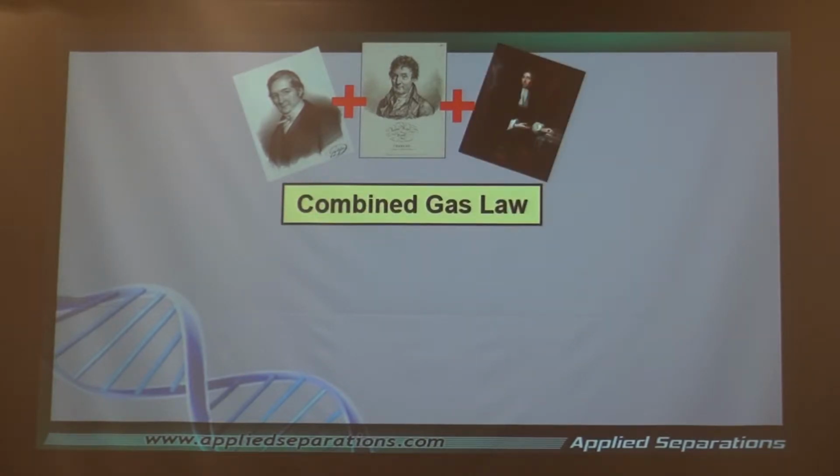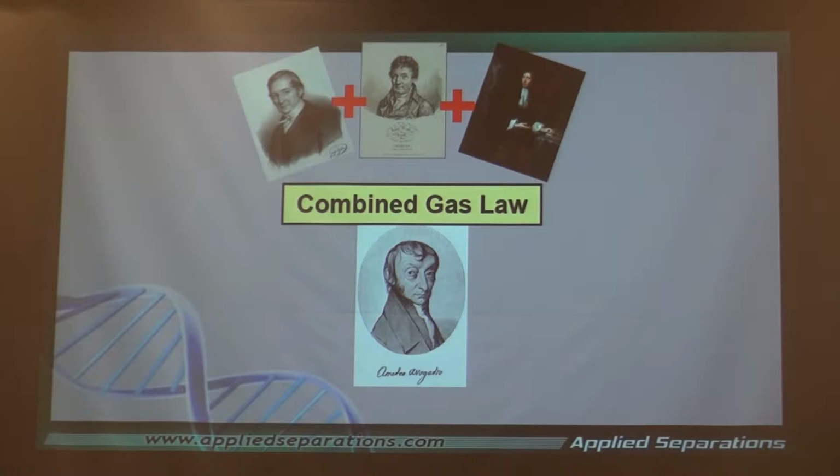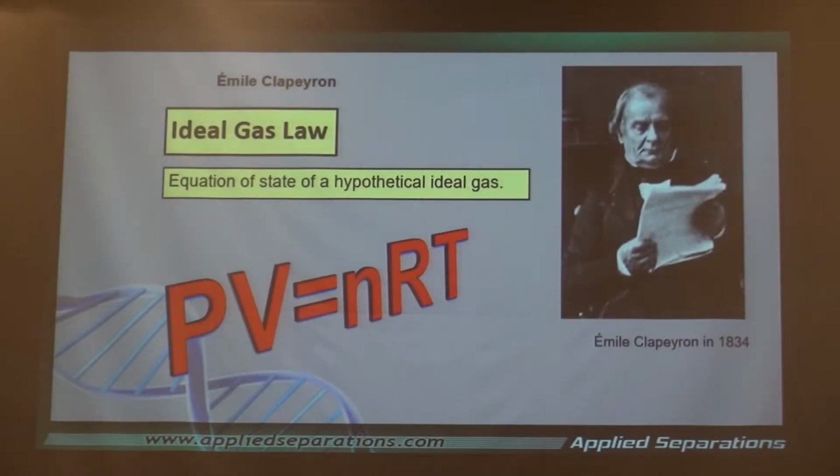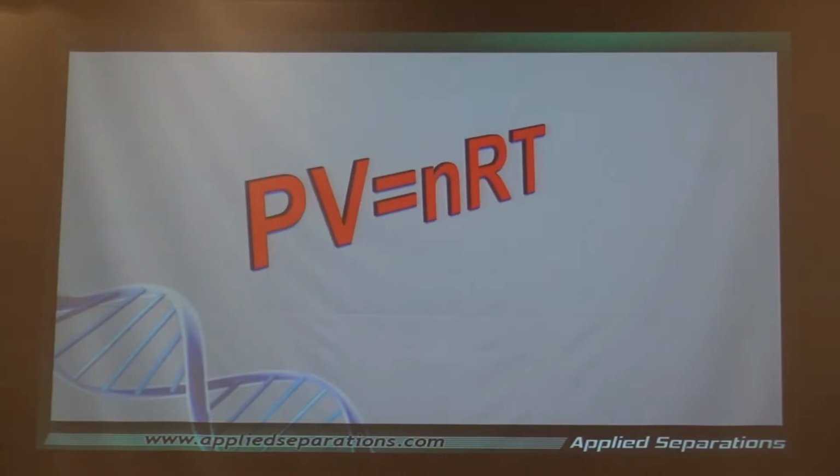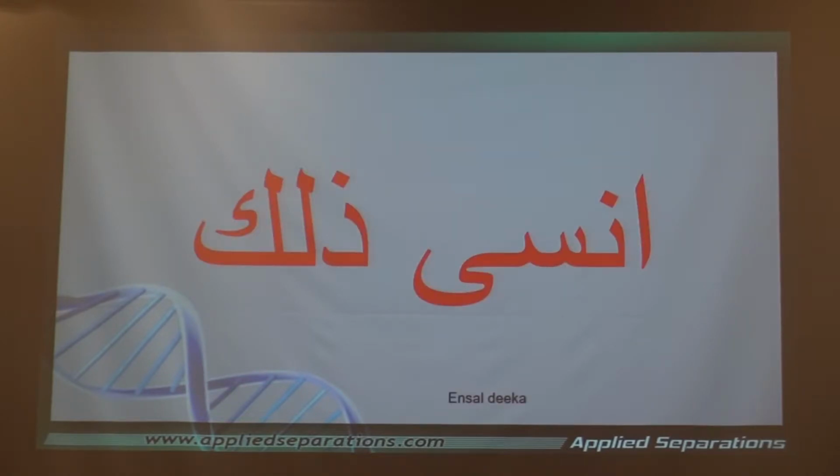Now, we put these three together. This is called the combined gas law. Remember this from our very early chemistry days. We throw in Avogadro, and we have what's called the ideal gas law. We're all familiar with PV equals nRT. This was drilled into us: PV equals nRT. But now when I bring it up to a supercritical fluid, here is my response: forget it. It doesn't work anymore.